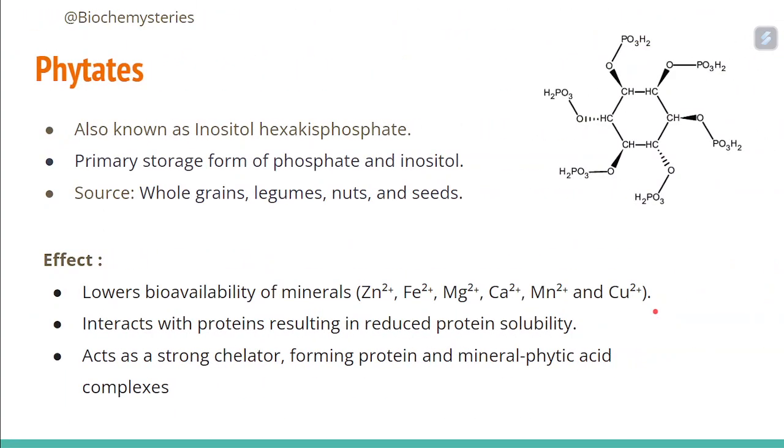Okay. So now let's talk about phytates. Here we can see there is an inositol and these different phosphates. It's also known as inositol hexaphosphate. Basically it's a primary storage form of phosphates and inositol. Sources would be whole grains, legumes, prominently nuts and seeds. Like trypsin inhibitor had a protein effect, phytates have a mineral effect. Basically it will lower the bioavailability of minerals like zinc, iron, magnesium, calcium, manganese, copper, and nickel.